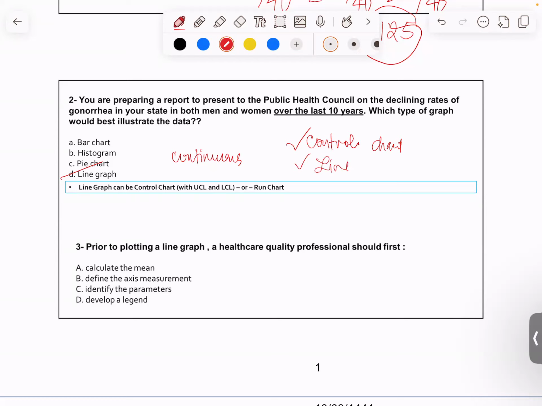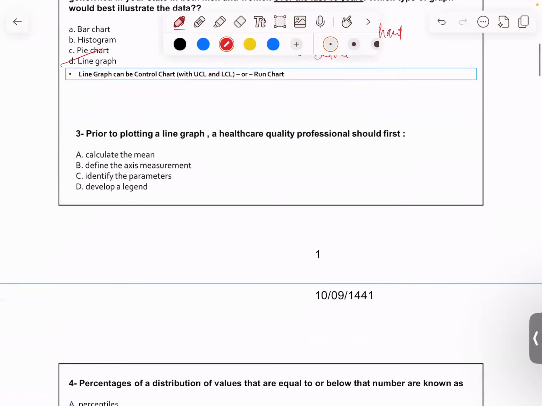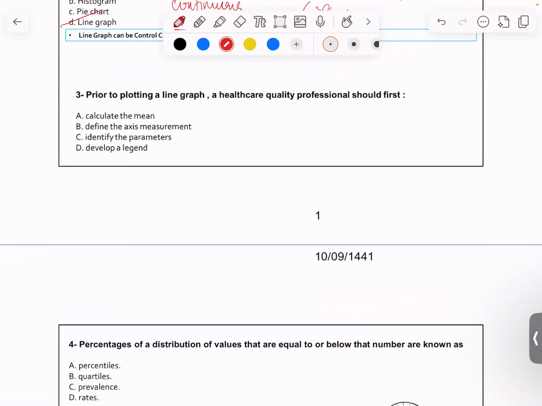Okay, don't be confused. Number 3, prior to plotting a line graph, a healthcare quality professional should first A, calculate the mean, B, define the axis measurements, C, identify the parameters, D, develop a legend. Okay, in here, the question is about designing an axis for a chart. What is your answer? What is the first thing you do when planning a data chart?